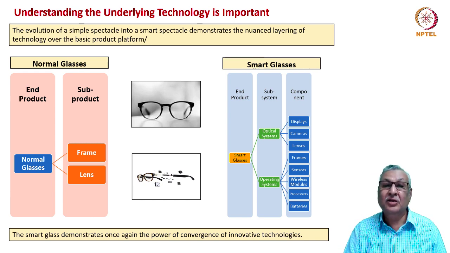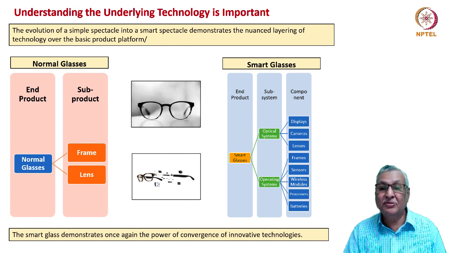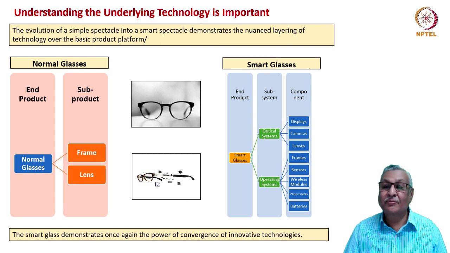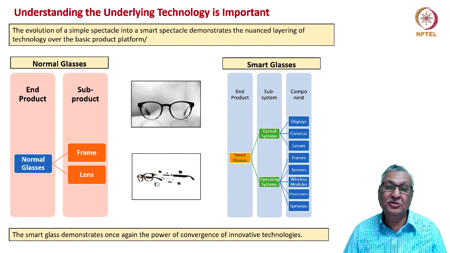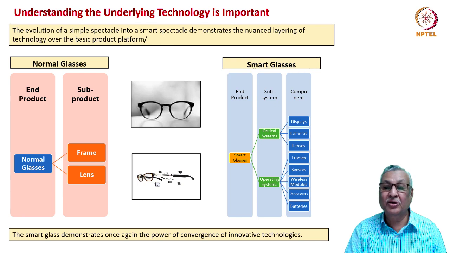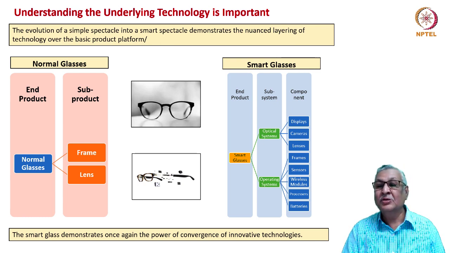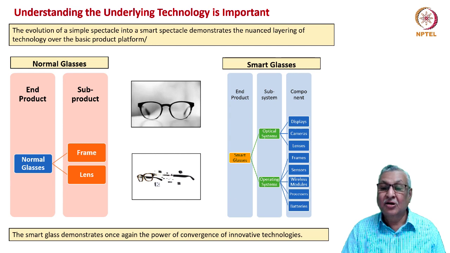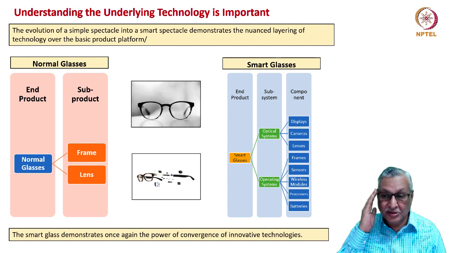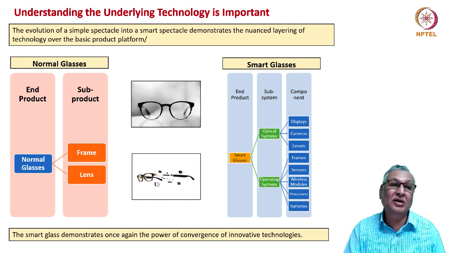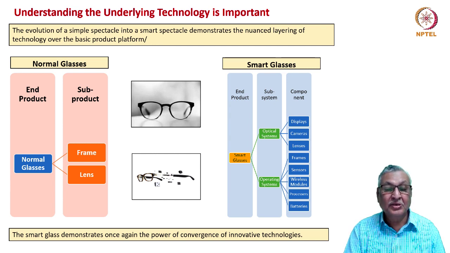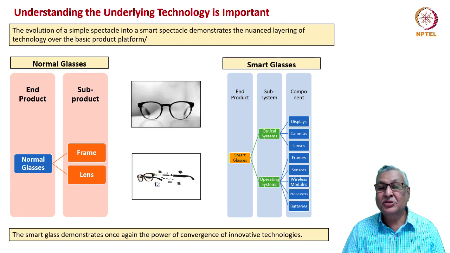Whereas the smart glasses are a different type of combination. You have the end product smart glasses, of course, but the subsystem comprises two systems. One is the optical system, as we know, and the second is operating system, which is novel and which is new to this class of products. It is the disruptor in the spectacles market. Optical system also is not just lenses. It will have displays, it will have cameras, it will have lenses. Operating systems could have frames with CPU processing capability. It would have sensors, wireless modules, processors and batteries. You can see the complexity that has been built into a smart glass vis-a-vis a simple normal glass. It demonstrates the power of convergence of innovative technologies.